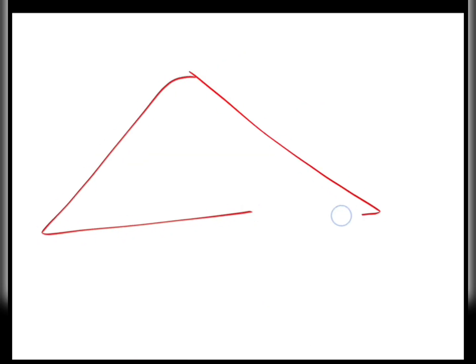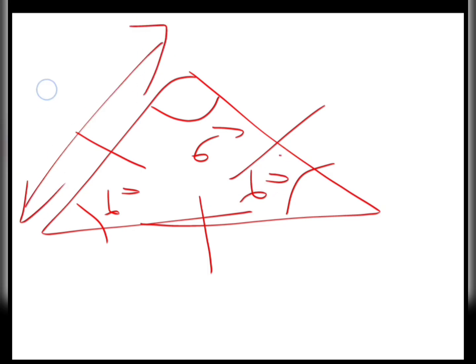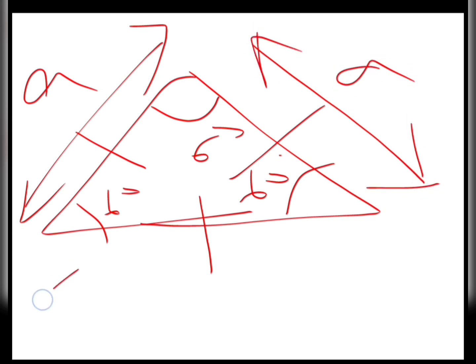Let's construct an equilateral triangle. All angles of an equilateral triangle are equal and all sides are equal. This will be a 60 degrees angle, this will be 60 degrees and this will be 60 degrees. If suppose this side measures a length of A, these two sides also will measure a length of A.